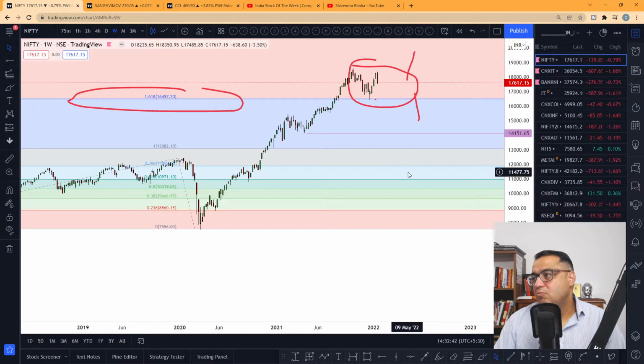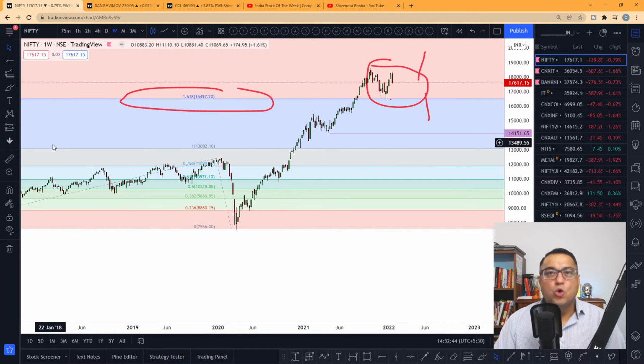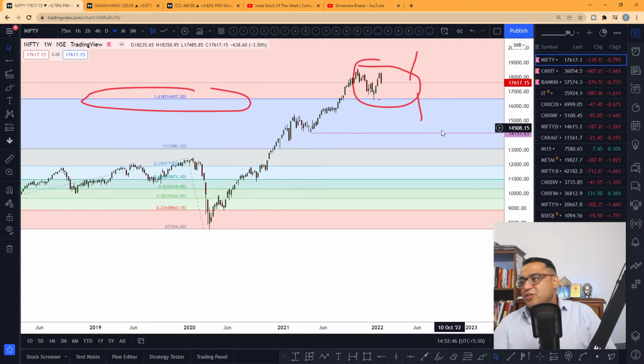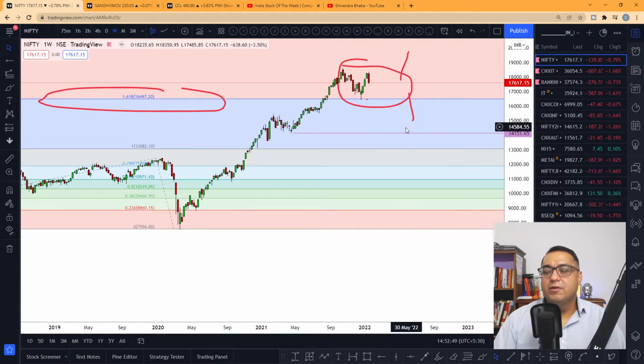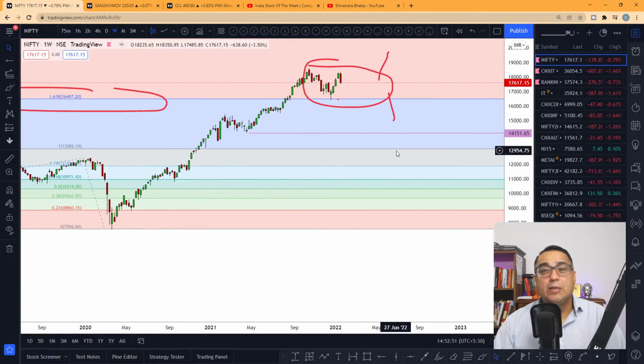Obviously those are quite a deep correction, so hope that these levels stay intact in coming weeks. We'll keep a close watch on it, because we have to make the right decisions, and we have to understand the trends of overall market before we can take positions on individual stocks.